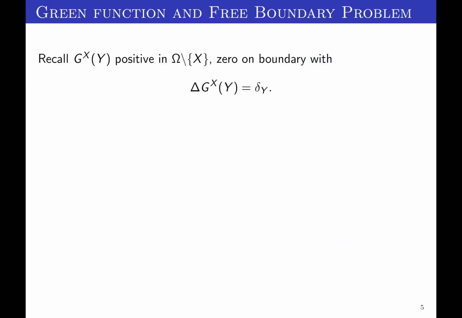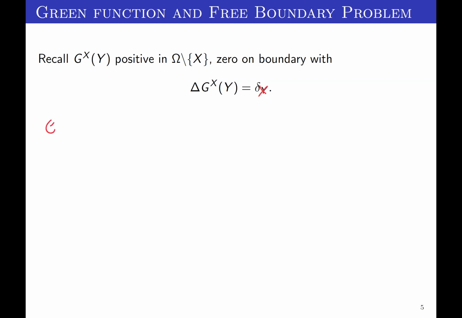Let me try to relate these results to free boundary problems, which maybe as a group you're a little bit more familiar with. So let's recall that the Green's function is a positive function in omega. It has a pole at some point x, which we decide. It's 0 on the boundary, and the Laplacian of the Green's function is equal to the Dirac delta. Sorry, this should say Dirac delta at x.